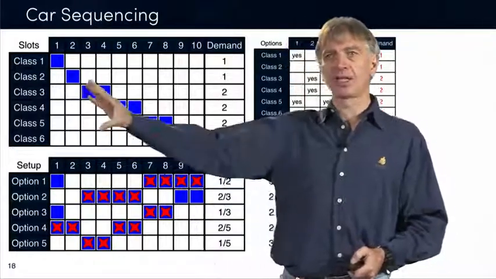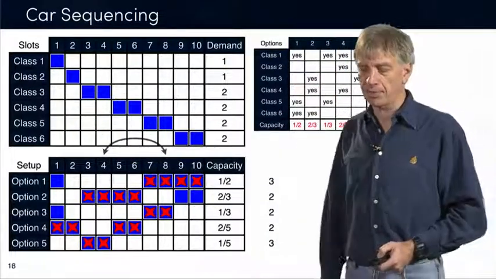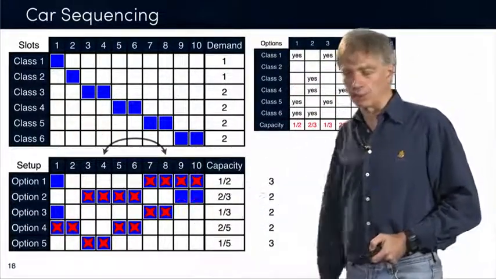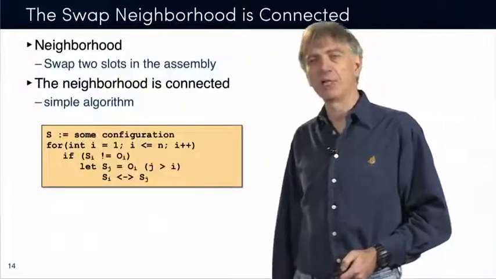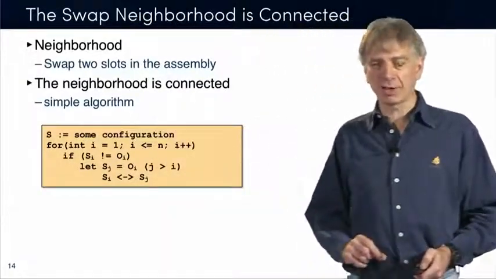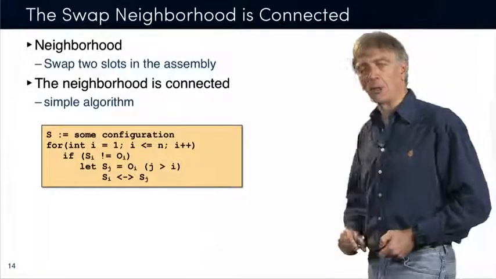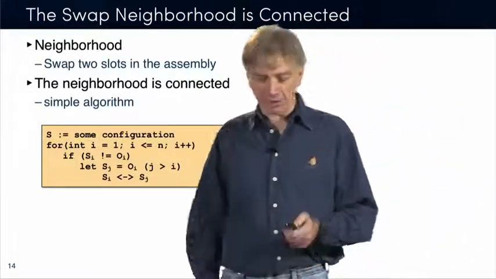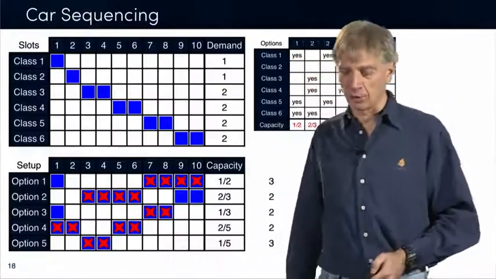Where we would basically look at the car and swap them. And here you see the options of the various cars. So we had a swap neighborhood, and this swap neighborhood is connected. And why? Well, let's look at the algorithm. So actually, let's go back and look at the sequence, right?